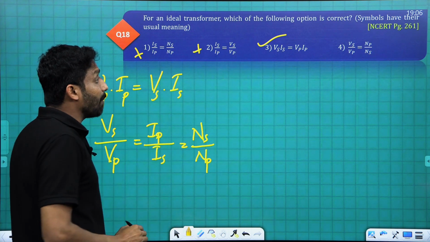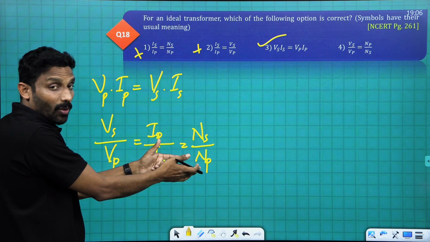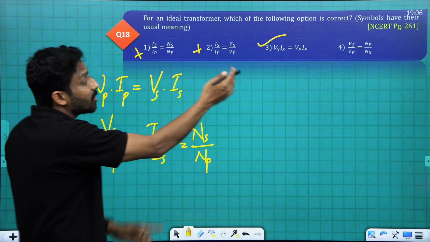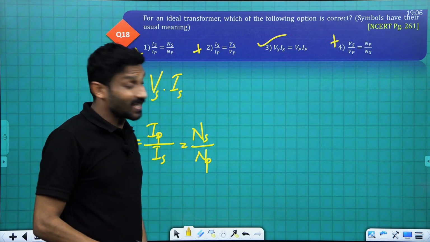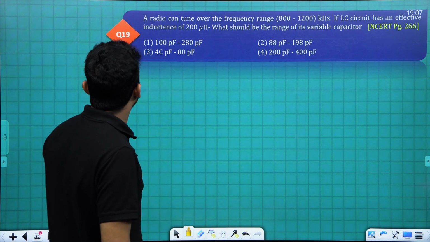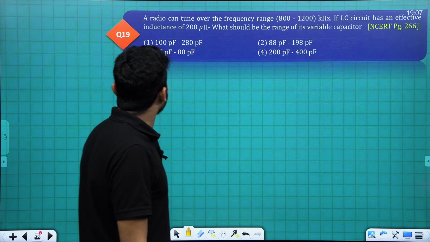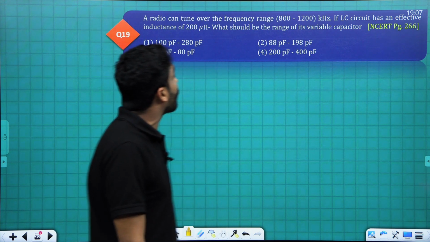And what about fourth? Vs by Vp is Np by Ns. Vs by Vp is equal to Ns by Np only, not in the reverse manner. So this is also incorrect. So our answer is option 3. Okay? Good. The 19th. A radio can tune over the frequency range of 800 to 1200 kilohertz.